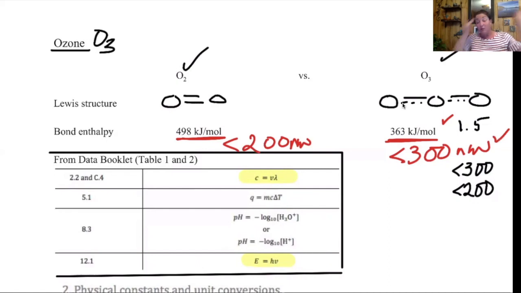And when I say absorb, when it absorbs those UV rays from the light, what it does is it breaks the O3 apart with that. I'll tell you more about that in a little bit.